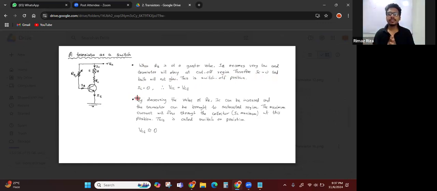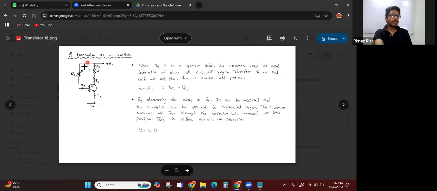Okay, so transistor as a switch is very simple. If the BE junction is not biased, it's switched off. If the BE junction is biased, then switched on. That is the basic underlying principle in a transistor as a switch. So here, if RB is very large, then IB becomes very low and the transistor will stay at cutoff region. Therefore, IC equals 0 and the bulb will not glow. This is the switch off position.